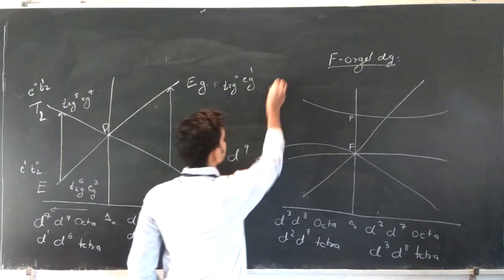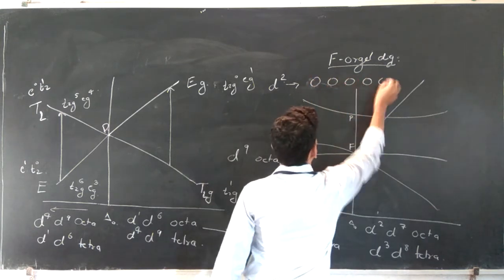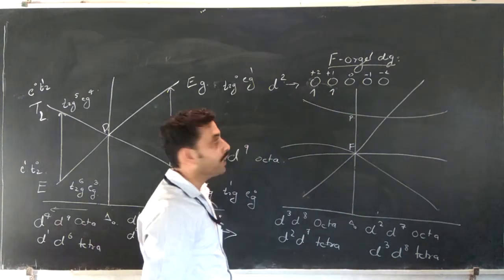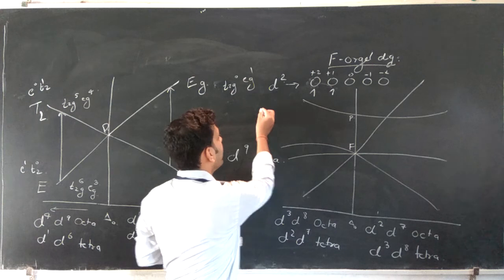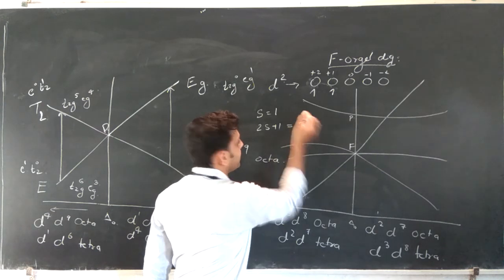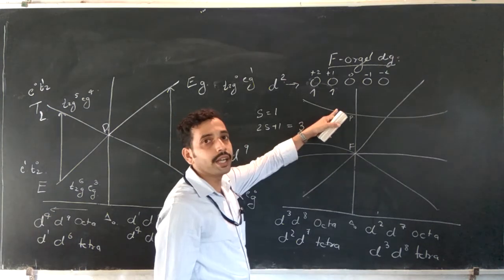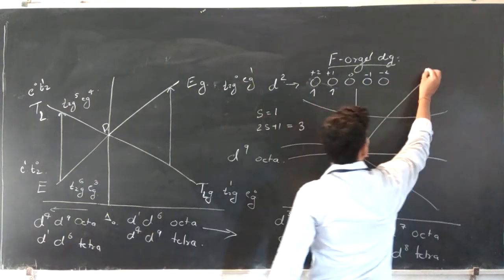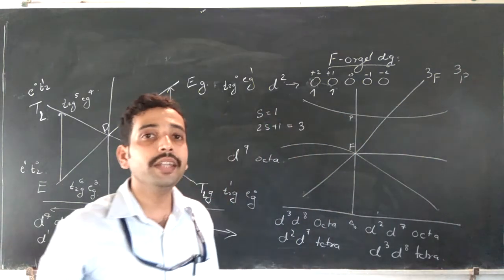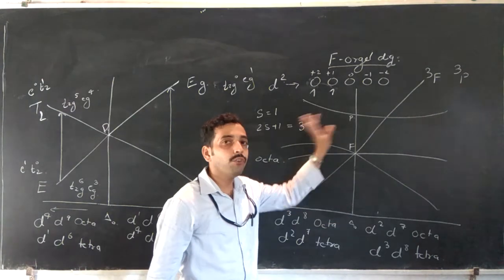Suppose a d2 system. In a d2 system, there are only 2 electrons. From calculation, we can explain that there are only 2 electrons. Here the spin should be half plus half, 1. Therefore S is equal to 1, meaning 2S plus 1 is equal to 3. So the spin multiplicity should be 3 in the lower energy as well as the higher energy. That's why in a d2 system, 3F and 3P both have the same spin multiplicity, and it explains the same energy in electronic spectra. That's why the P term is also involved in the Orgel diagram.